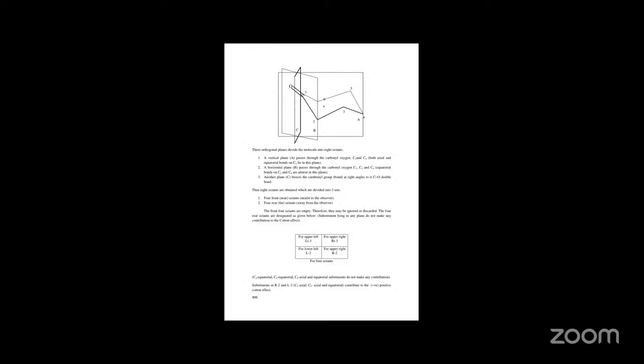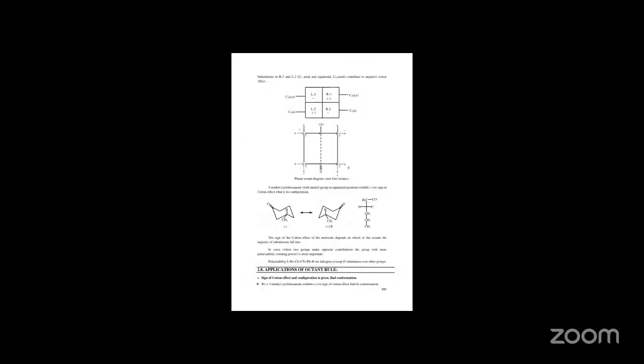contribute to the positive Cotton effect: upper left L3, upper right R3, L2 is lower left and lower right here. And the substituents R3 and L2, C3 axial and equatorial, and C6 axial, contribute to the negative Cotton effect.